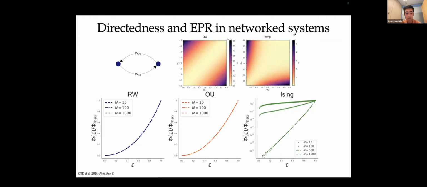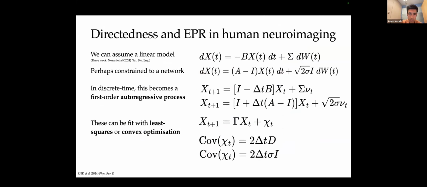Then for larger networks, we came up with a scheme to interpolate between an asymmetric network and a symmetric counterpart. At epsilon equals 0, we have a symmetric network. As you increase epsilon, you get more and more asymmetry. And as we can see, you get more and more entropy production. The y-axis here is entropy production. So at least in these simulations for these 3 processes, we show that more directedness leads to more entropy production. But we wanted to analyze this also in human neuroimaging data.